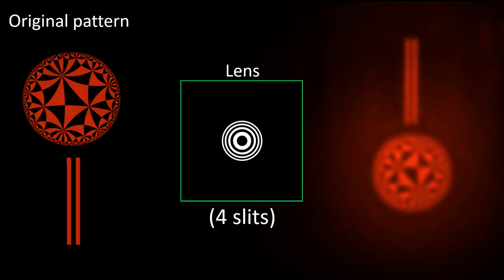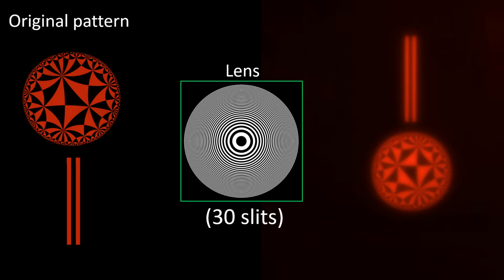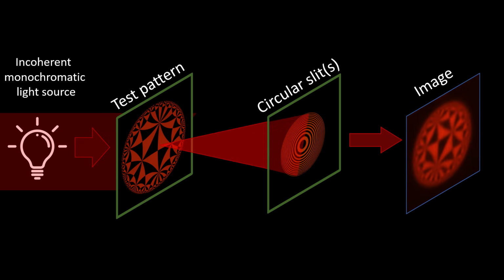So why does the resolution improve with the increasing number of rings? Well, it's actually twofold. By adding more slits in the lens pattern, we are of course also increasing the numerical aperture of our lens and collecting more phase information from the light diffracted by the test pattern.